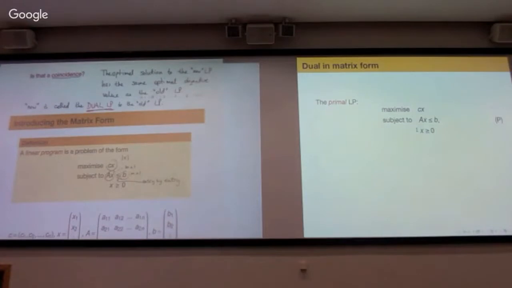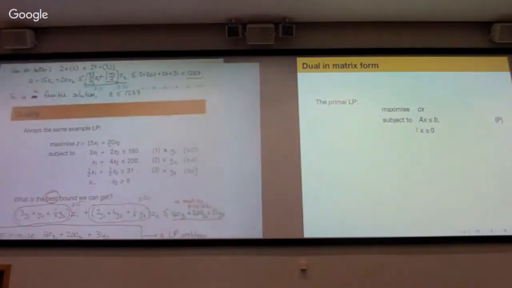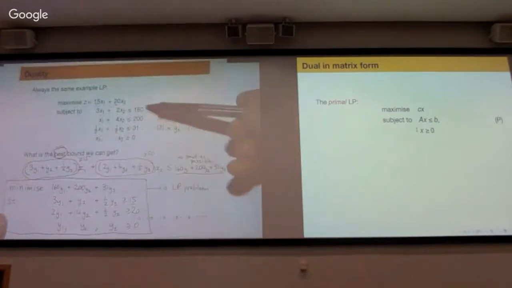I've just rewritten what is on here. So that was our original linear program. And I said you should take one decision variable for each of the constraints and multiply the constraints. And as you can see here, what was the right-hand side?